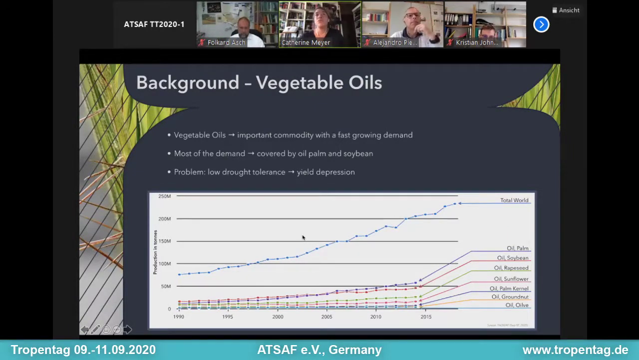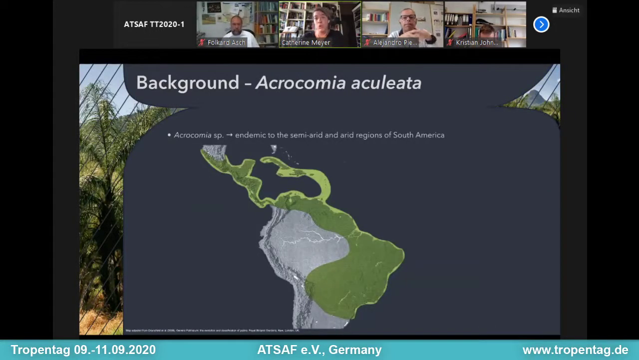As we are talking about an oilseed palm, of course we are talking about vegetable oils. Vegetable oils are one of the most important industrial commodities today and have a fast-growing demand. This demand is mainly covered by the oil palm and the soybean, as we can see in the graph. And we all know the issues with the fast expansion of their growing areas in the humid tropics. Especially the optimal growing regions of oil palm are quite restricted to the humid tropics due to its low tolerance to drought. So that's the cue for Acrocomia.